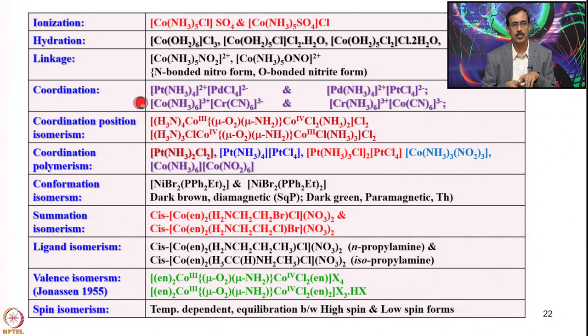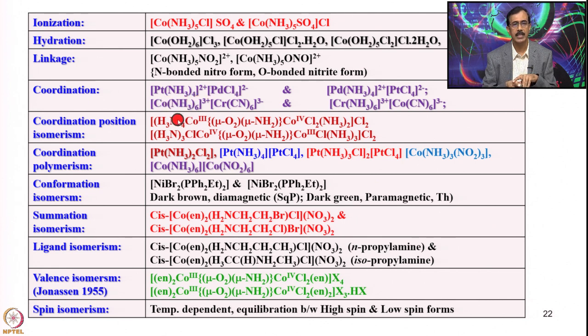And coordination isomerism. Here, if you see, we have one cation and one anion, and if you look into the ratio, one platinum, one palladium, 4 ammonia and 4 chlorides are there, and the composition remains the same in these complexes. But here the cation is a platinum compound and the anion is a palladium compound, whereas here palladium is the cationic compound and platinum is the anionic compound. So this is coordination isomerism.